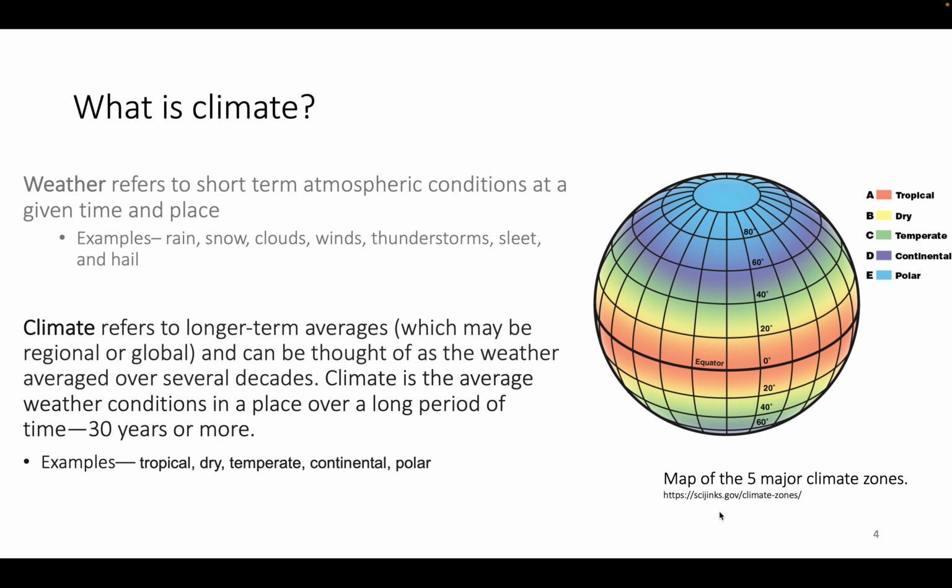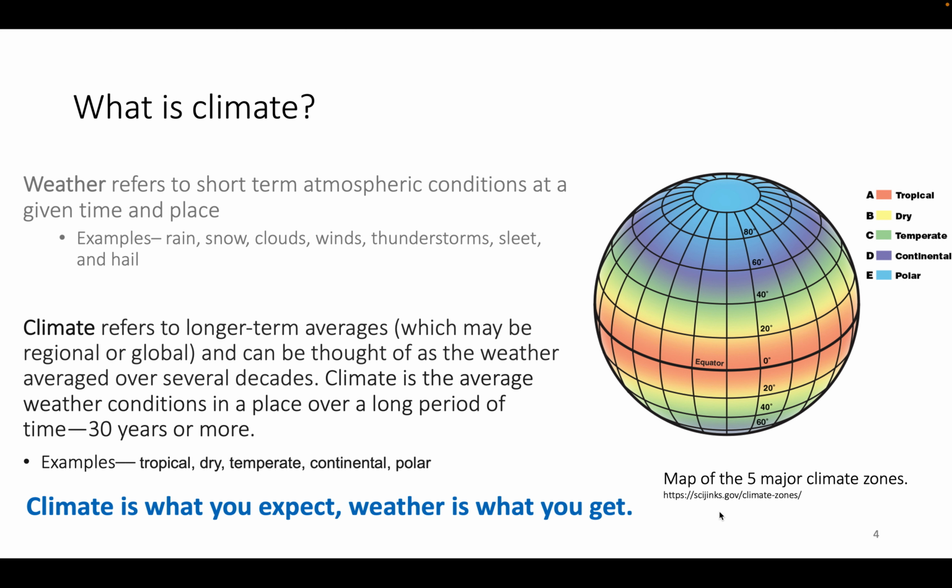You have continental in purple. These regions have warm to cool summers and very cold winters. And then you have polar regions shown in the blue. In the polar climate zones, it's extremely cold. Even in the summer, temperatures here never go higher than about 50 degrees Fahrenheit. Climate generally is what you would expect in an area, whereas weather is what you get at that point in time.